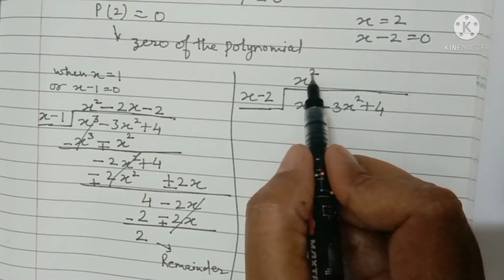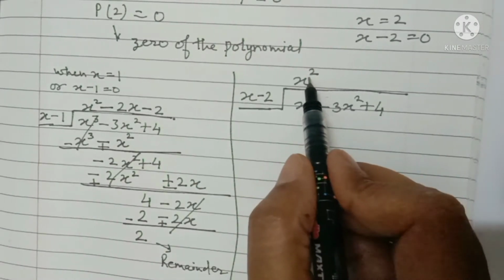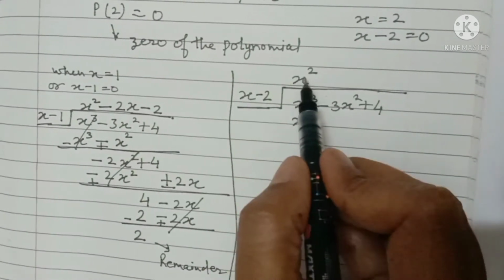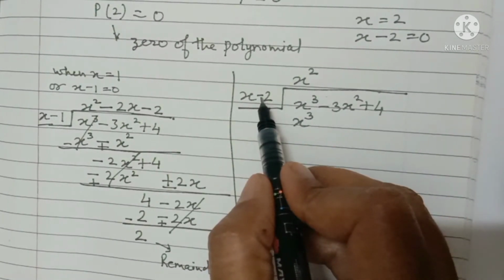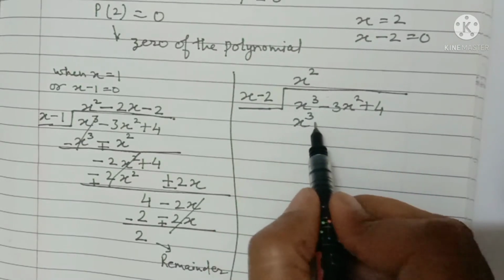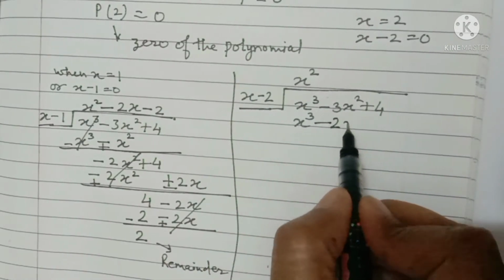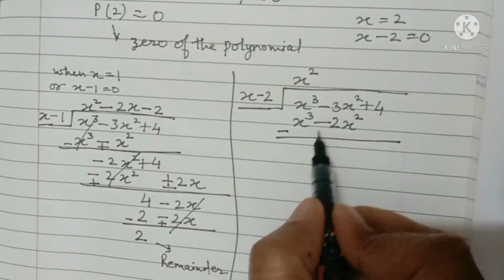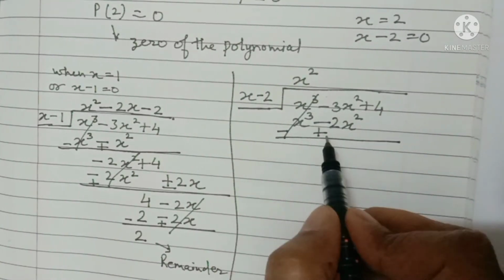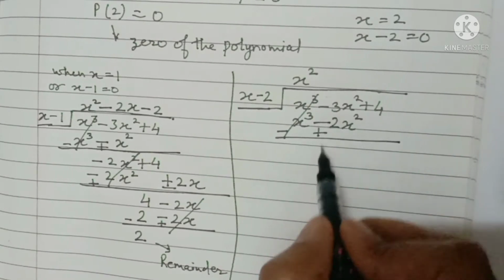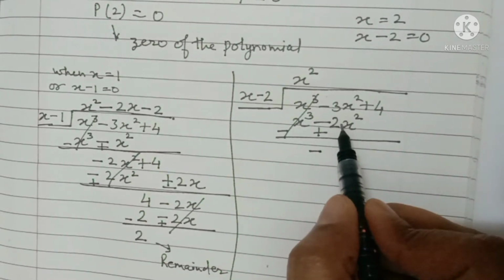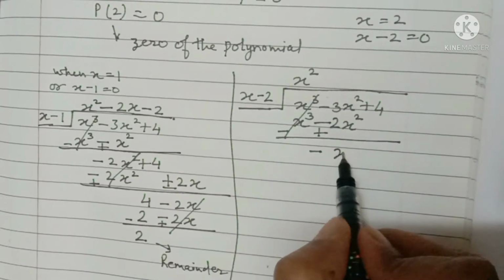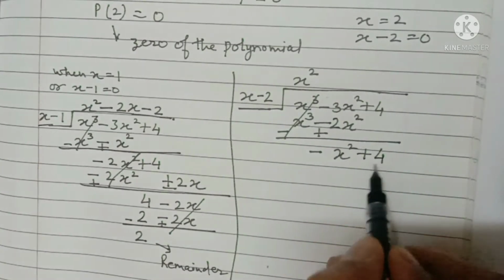So x square into x is equal to x cube. Now this becomes minus 2x square. So write down here minus 2x square. Now change the sign, minus becomes plus, subtract it, you will get minus 3 plus 2, which is minus 1, so minus x square plus 4.